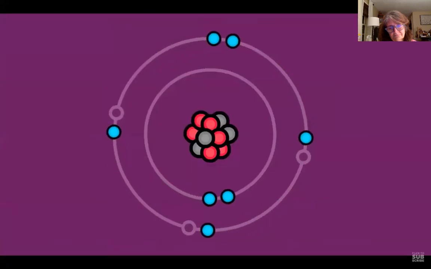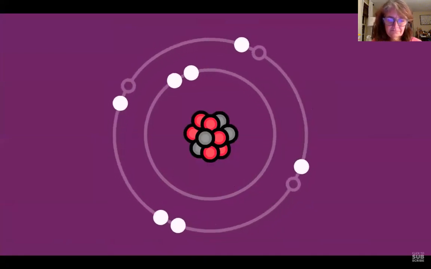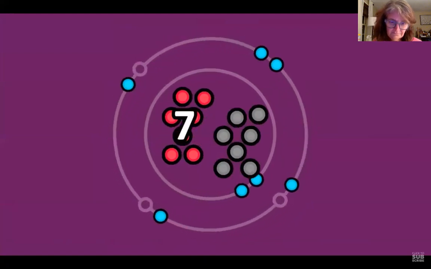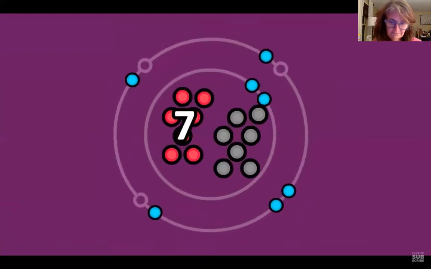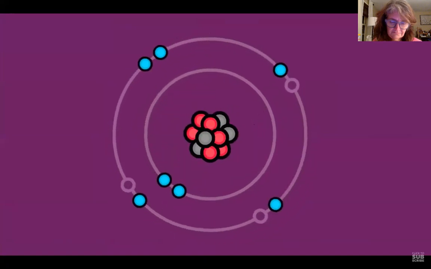Orbiting about the nucleus, we find negatively charged electrons. In general, the number of electrons an atom contains is equal to the number of protons in its nucleus. This is because each positively charged proton attracts one negatively charged electron.